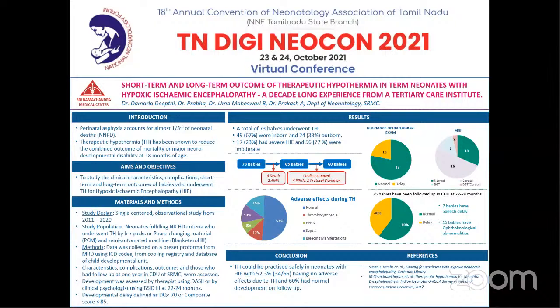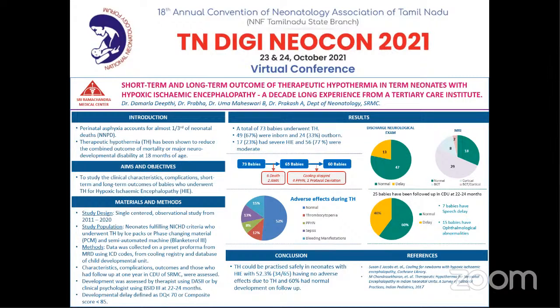Coming to results, a total of 73 babies underwent therapeutic hypothermia. 49 were inborn and 24, that is 33%, were outborn. 17 babies, 23%, had severe HIE and 56 had moderate HIE. Out of 73 babies, there were 6 deaths and 2 went AMA. Cooling was stopped in 5 babies due to PPHN and 1 protocol deviation. So we have a total of 60 babies.